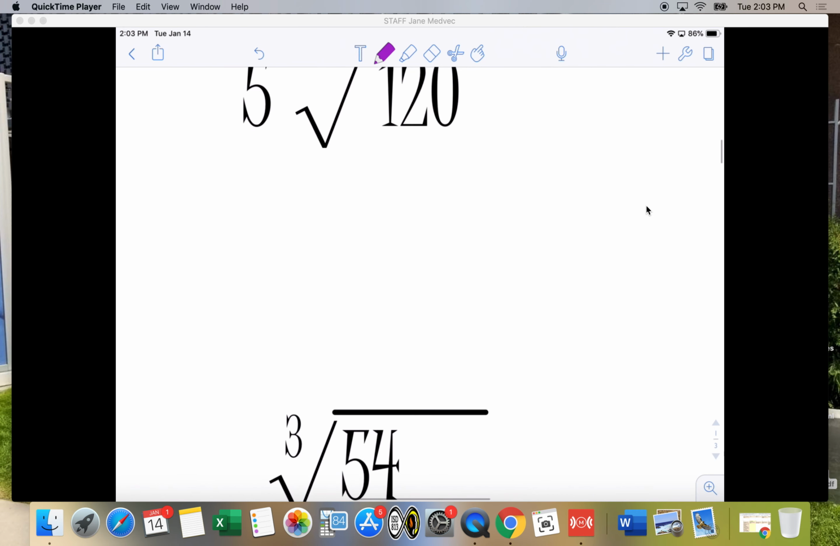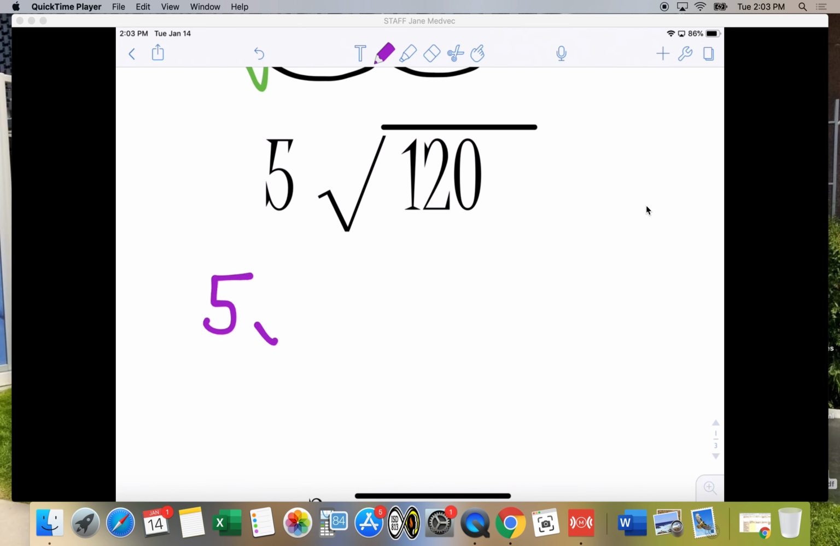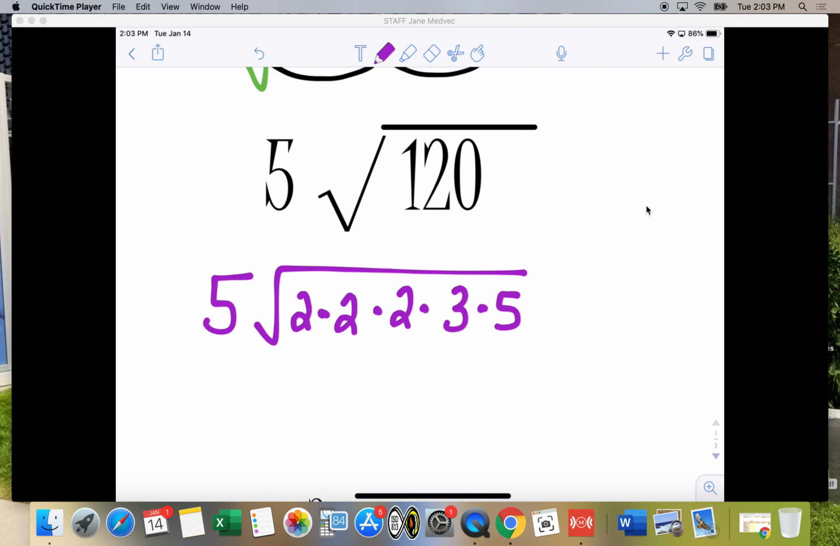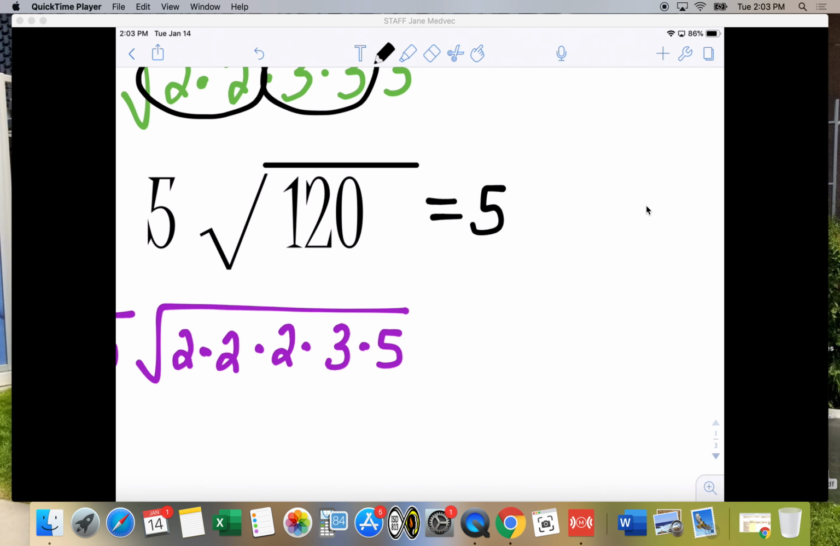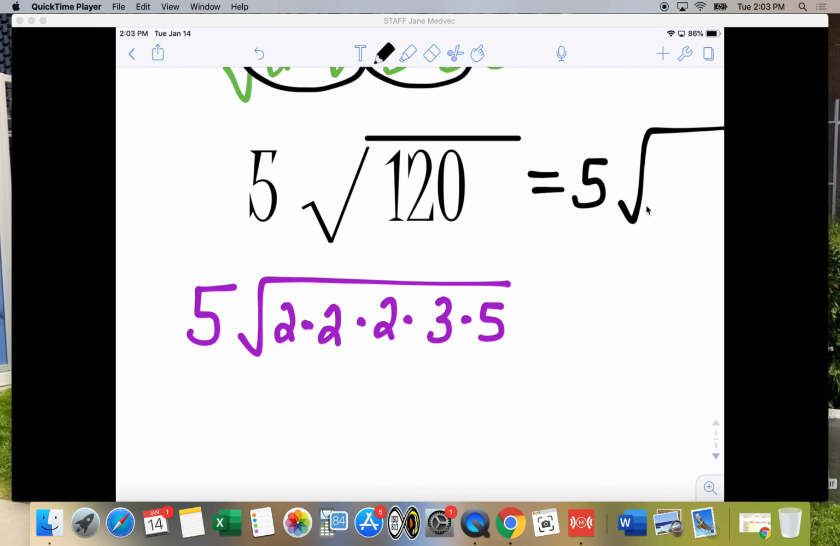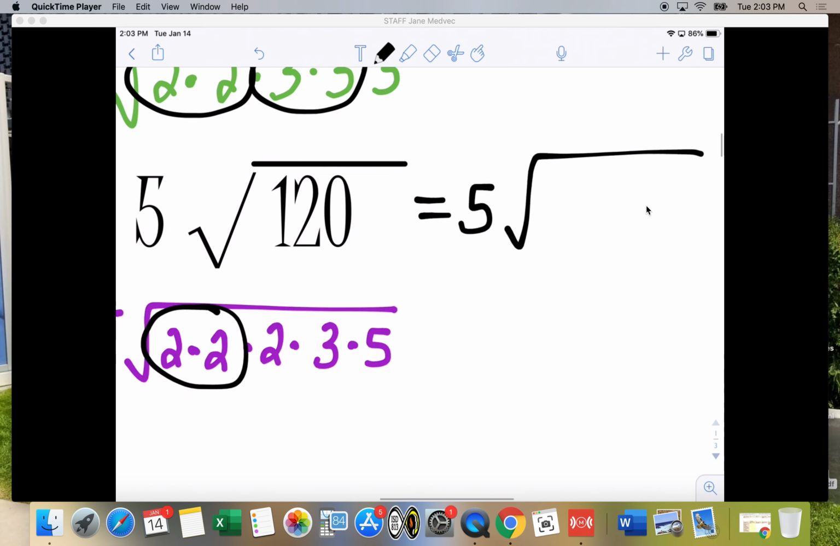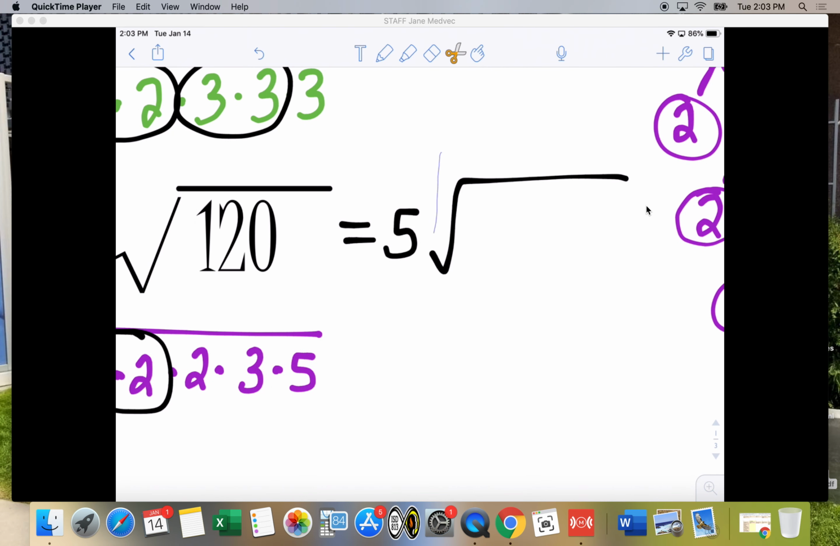5 and 3? Okay, so I'm going to come back over here. I'm going to leave the 5 out front. And I'm going to list the factors of 120. So 2 times 2 times 2 times 3 times 5. I'm going to leave the 5 out front. Okay, and I'm going to circle what? What do I circle? Yep, 2 2s. Anything else? No.